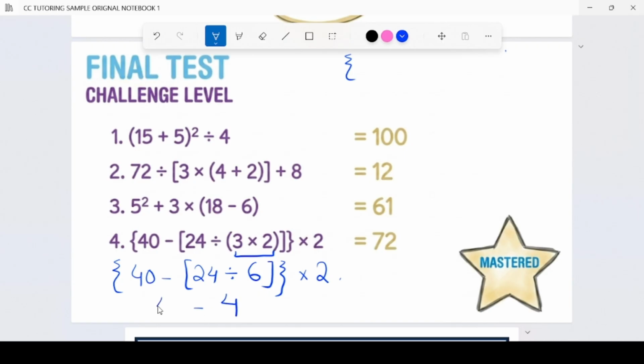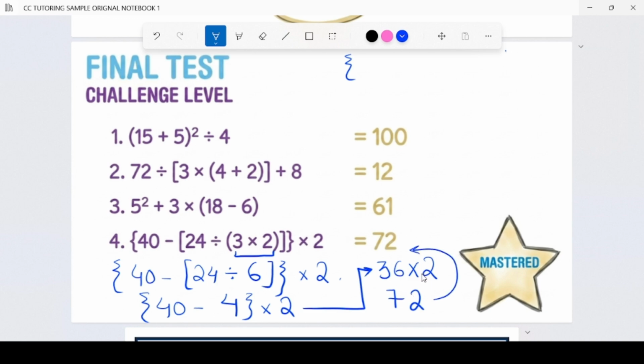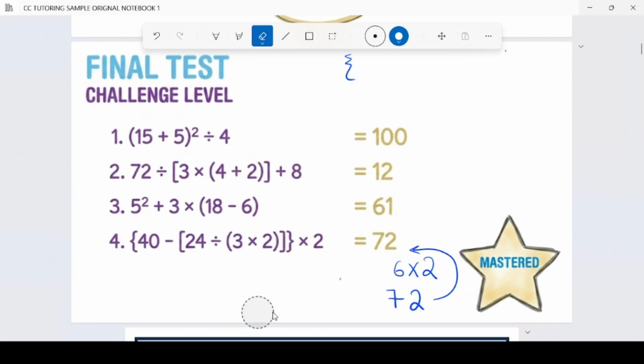24 minus 40. Now I'm going to solve this flower bracket, multiplied by 2. So 40 minus 4, that is 36. 36 multiplied by 2 equals 72. So I am getting the same answer as this one. You can see in this part, 36 multiplied by 2 is equal to 72. So I have solved all these parts, and these were all the questions of BODMAS.